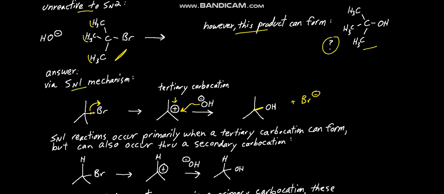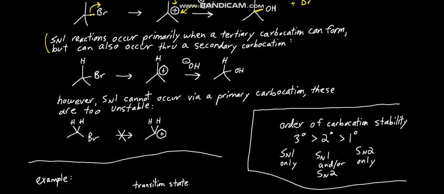So SN1 reactions occur primarily when a tertiary carbocation can form, but they can also occur through a secondary carbocation. So here we have a secondary carbocation, a carbon here bearing the leaving group right there. That carbon has 2 carbon groups attached to it and a hydrogen, so that's a secondary carbon. When this bond breaks, dissociation, we have the secondary carbocation forming. The OH minus can come and bond directly, forming that bond.